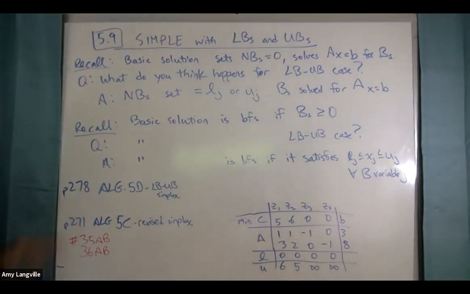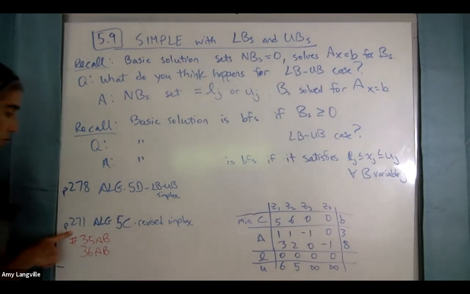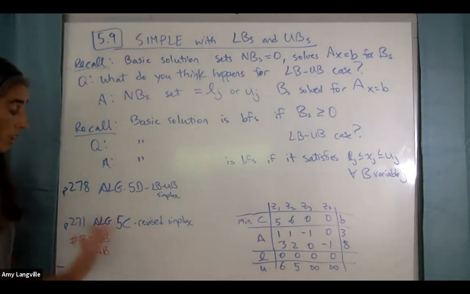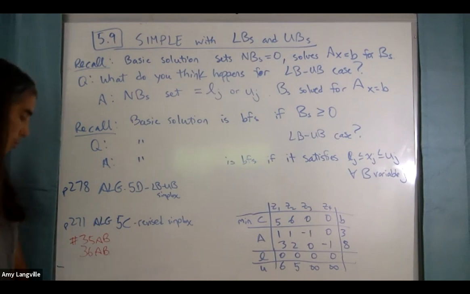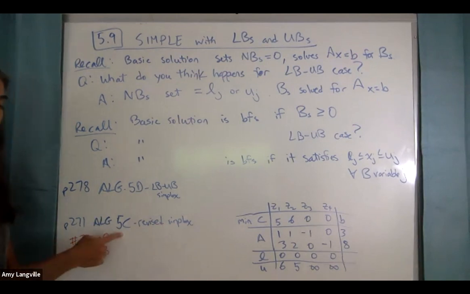So we're going to look at page 278, algorithm 5D. That's our lower bound, upper bound simplex. And I forgot to mention on page 271, the revised simplex. So again, if you want to go for some bonus points and challenge, win the MATLAB coding competition, you could implement that, and that is algorithm 5C on page 271. That'll guide you.